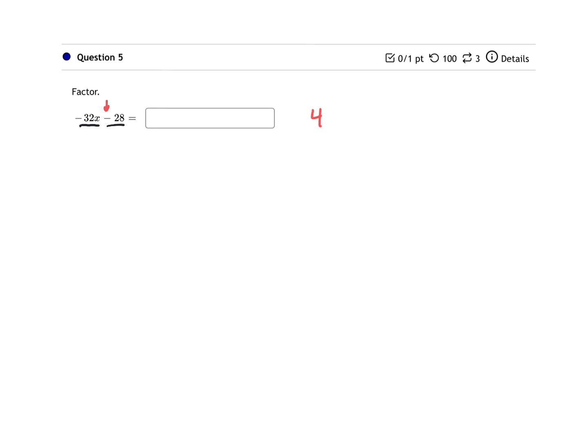Since both of these are negative, I could also take out a negative 4 in front of the parentheses. Either way you do it, you'll still end up with the correct answer in the end. So if we know we're taking out a negative 4, then I just divide each of these by a negative 4. 32x divided by negative 4 gives me a positive 8x, and negative 28 divided by negative 4 gives me a positive 7. So my answer is going to be negative 4 times (8x plus 7).